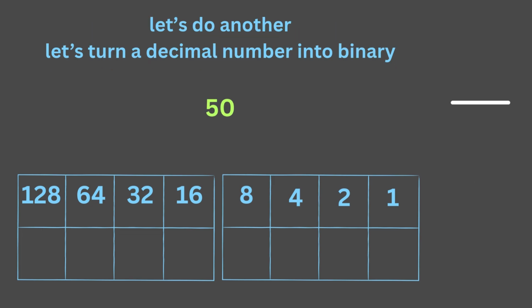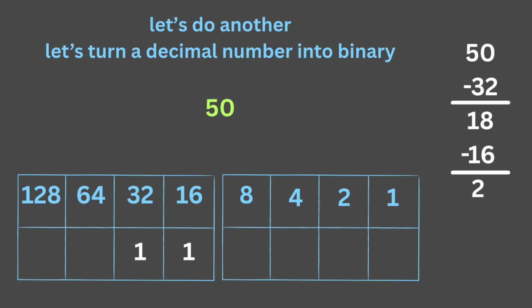Let's try another one. 50. Which column should we put the 1 in? Okay, 64 is too high, so 32 is the next option. So we'll put a 1 in the 32 column. Now we must subtract 32 from 50. That leaves us 18. Okay, which column now? The 16 column. So we'll put a 1 in the 16. Now we subtract the 16 from the 18, and we have 2 left.